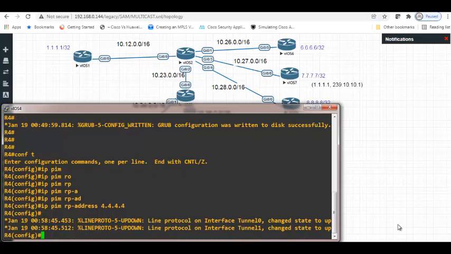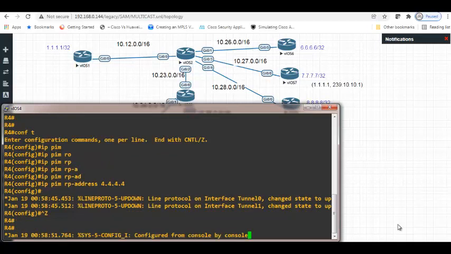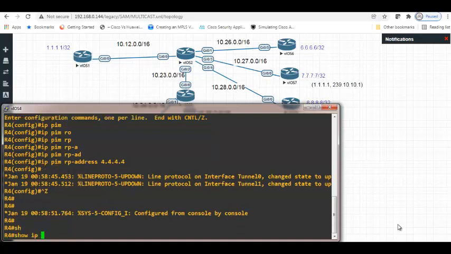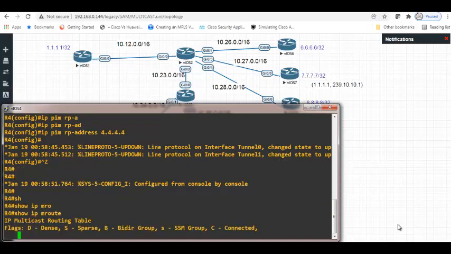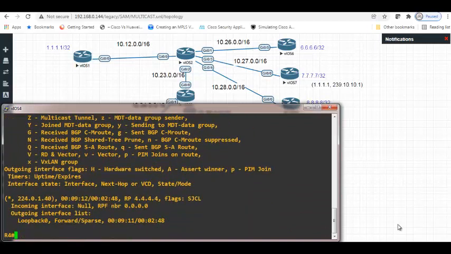Please pay attention now. It is just an RP. No one else knows that this router is an RP. In this condition, show ip mroute. It has got no idea about 239.10.10.1. It has got no idea about router 7 nor router 5. No idea. But it knows one thing, that I myself am the RP. Alright.